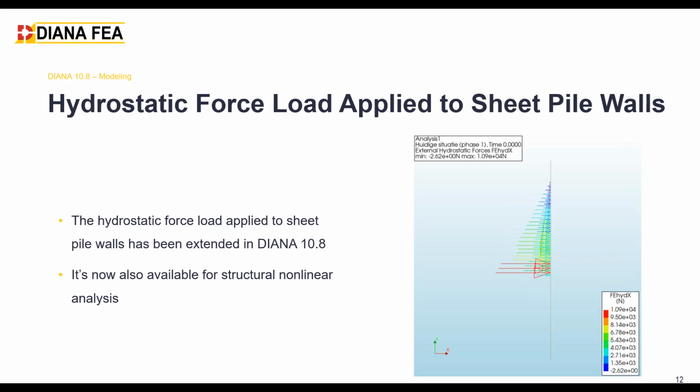The hydrostatic force load applied to sheet pile walls has been extended again in 10.8. Again, in the sense that in previous Diana version, 10.7, the hydrostatic force load applied to sheet pile walls was automatically generated in stage construction analysis. In 10.8, this is also the case for structural nonlinear analysis. In the case of structural analysis, the automatic generation of the hydrostatic load is applicable to the sheet pile walls and not to the regular element edges. For the geomechanical stage construction analysis, this load automation is applicable to the sheet pile walls and the regular element edges or faces.